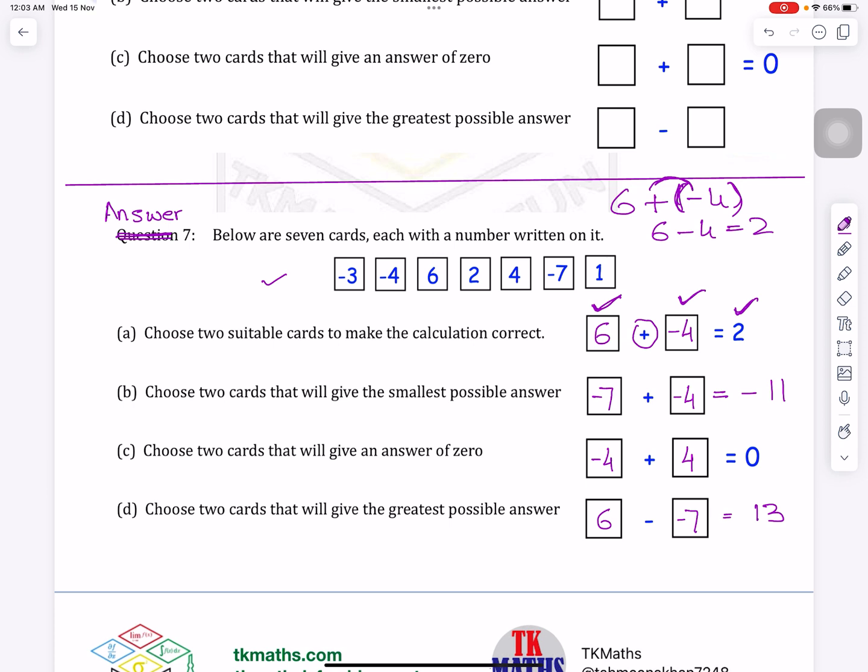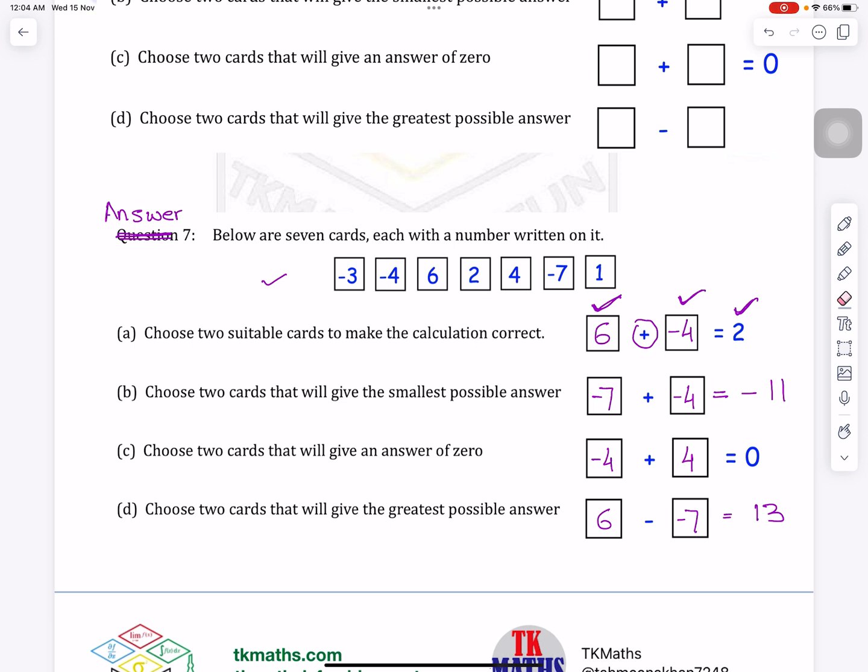If you see part B, choose two cards that give the smallest possible answer. Now smallest possible answer means it should be negative and the magnitude should be big. The value of the numeral should be very big. So I thought, okay, minus 7 and minus 4, because 4 and 7 are bigger numerals and they both have negative numbers here. So minus 7 plus minus 4. This is the meaning of the card. So minus 7 plus minus is minus 4. The answer will be minus 11. So like this I have filled it up and you can see. So it is a good way to remember things.